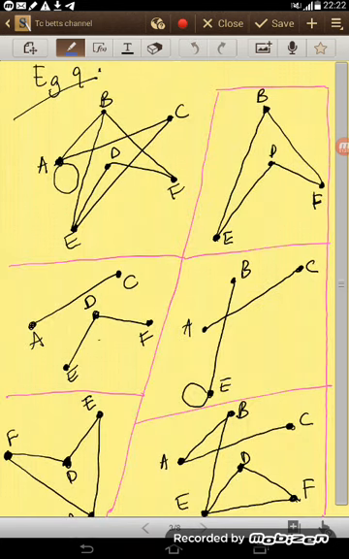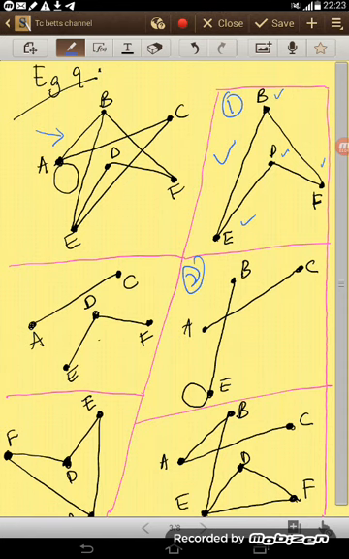So let's see an example, and we'll see whether all these 5 examples are subgraphs of the original one. This is the original one. Okay, so number 1, is it a subgraph? If you see, all the vertices are the same, and also the edges are all the same, it doesn't change. So this is a subgraph.